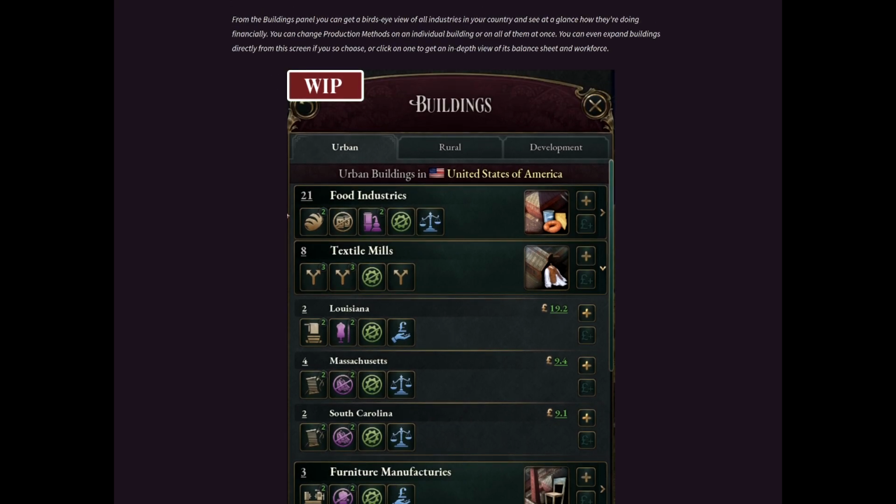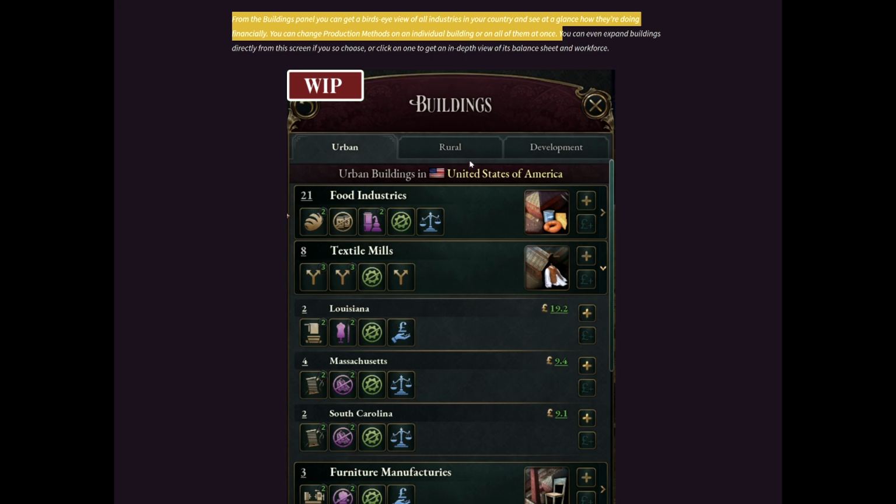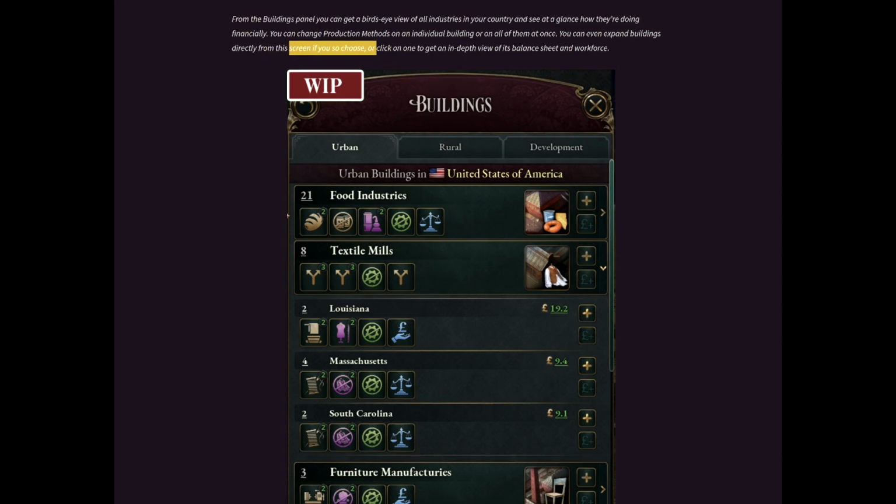Oh well. From the buildings panel, you can get a bird's eye view of all the industries in your country and see at a glance how they're doing financially. You can change production methods on an individual building or on all of them at once. You can even expand buildings directly from this screen, like it was also done in Victoria 2, or click on one to get an in-depth view of its balance sheet and workforce.